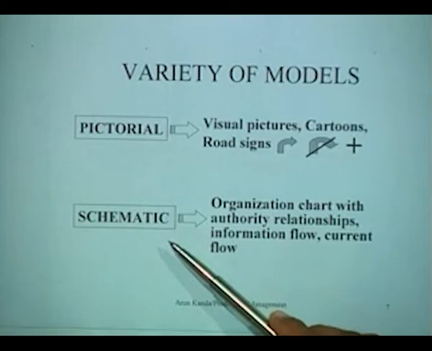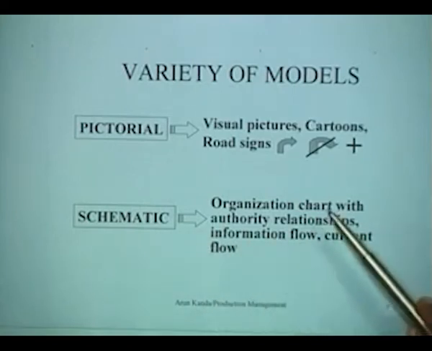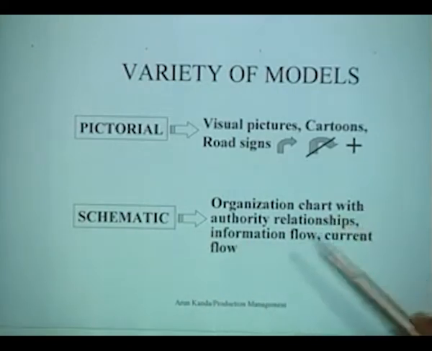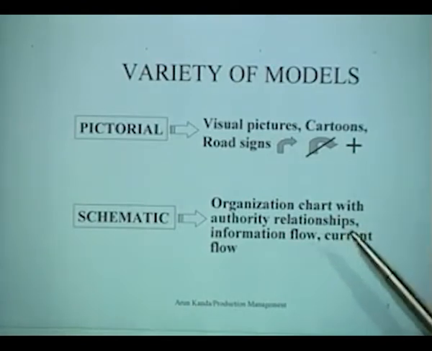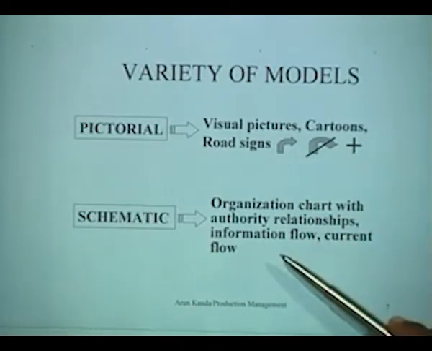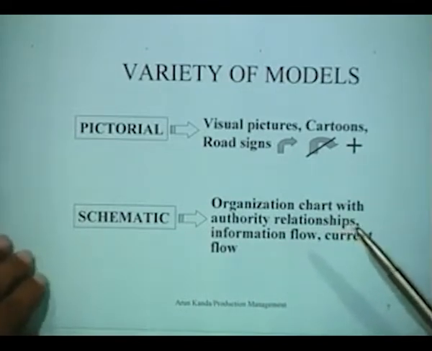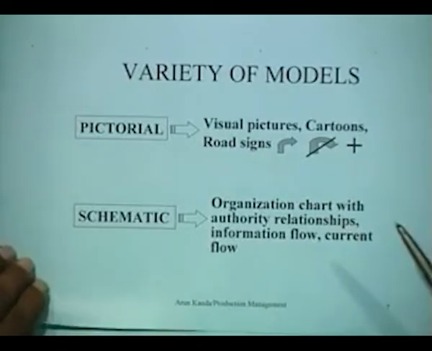Or a model may be a schematic, which means like an organization chart with authority relationships, information flow or current flow. All these kinds of models are essentially schematic models of the whole thing.